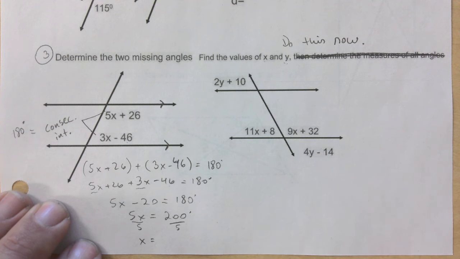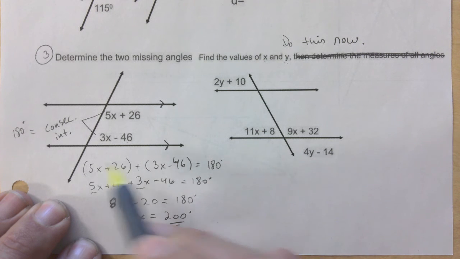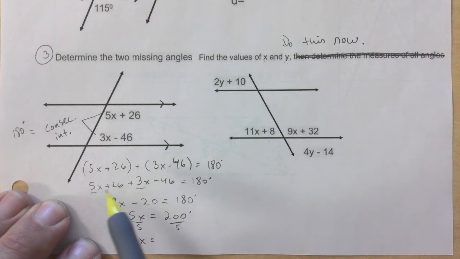Wait. I made a mistake, didn't I? It's 8x. 5 and 3. That's 8x. So change this to 8, and everything to 8 here. So that's 25 degrees. So we found x, and that's all we needed to do.